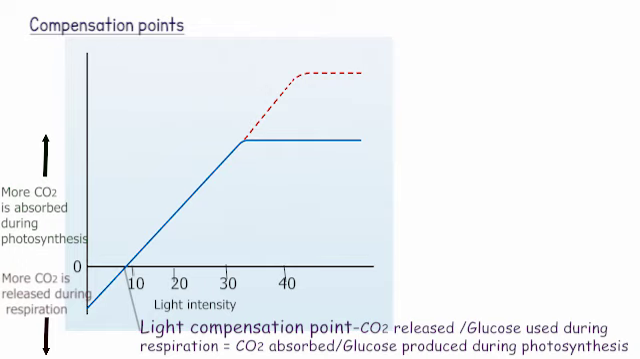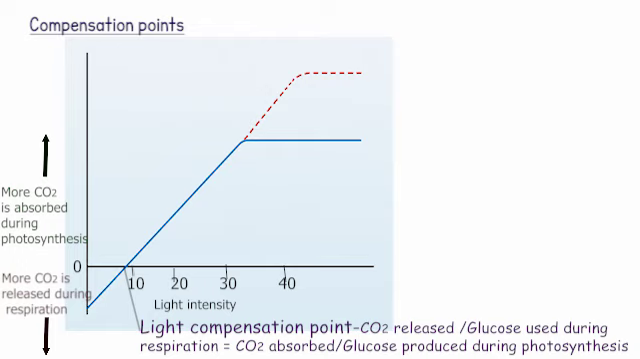Now what happens beyond 0 going up? I've already talked about it under limiting factors. Now the light compensation point varies for different plants, and those are categorized into the sun plants and shade plants, and that's what I'll briefly talk about.